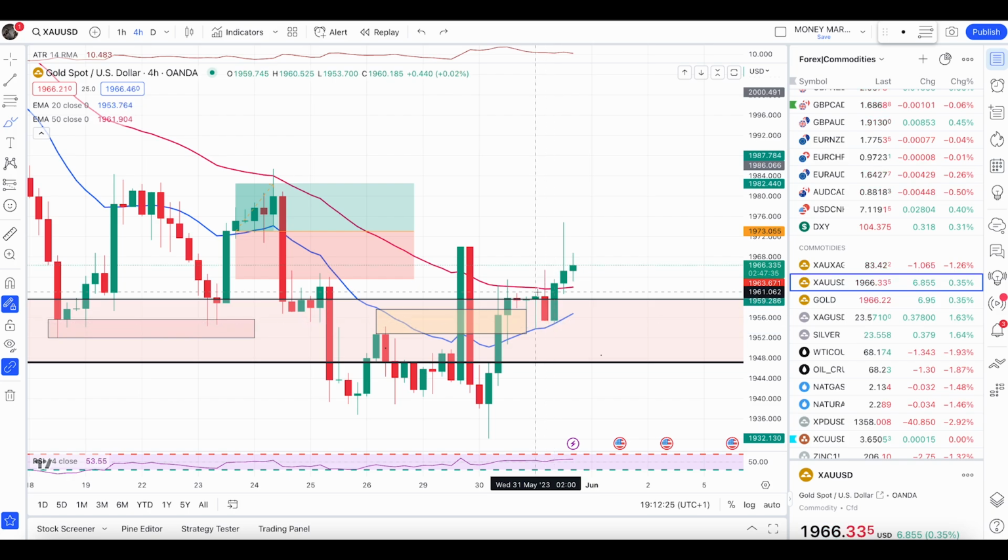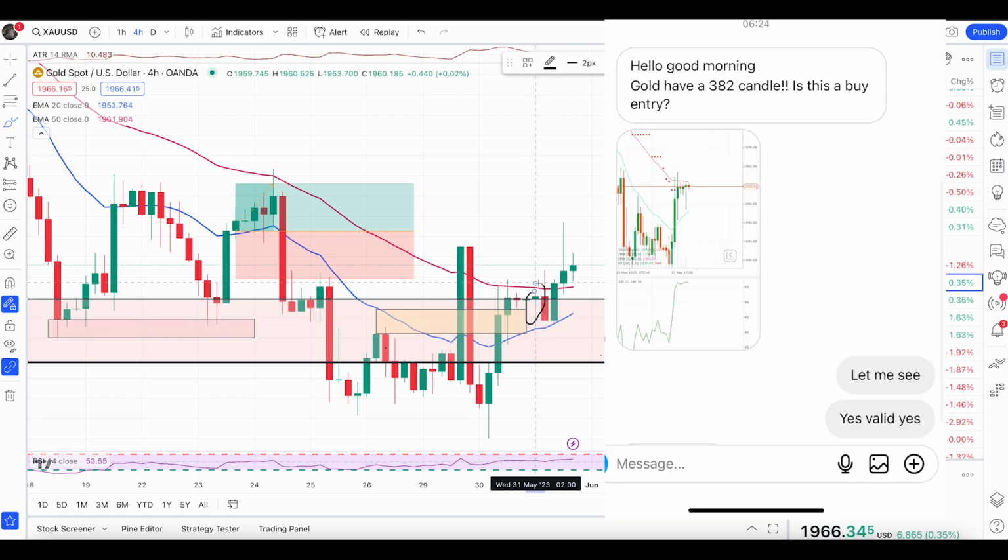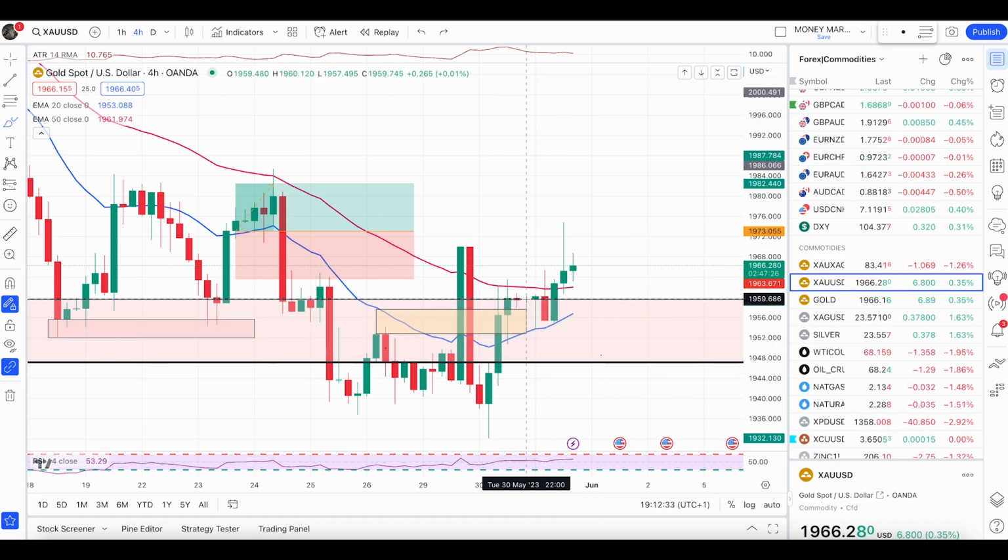But if you look at this 382 candle, I had a message today from a member asking if this is a valid condition. Now if you're learning my full course, you know we have a valid 382 candle and you know the full rule for strategy, and with that price has pushed up and probably hit your take profit. So that is what I want to show you.